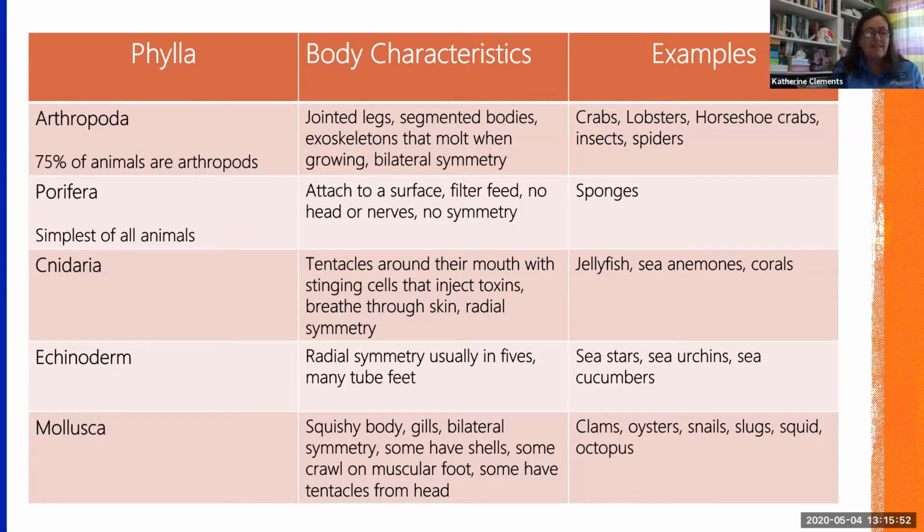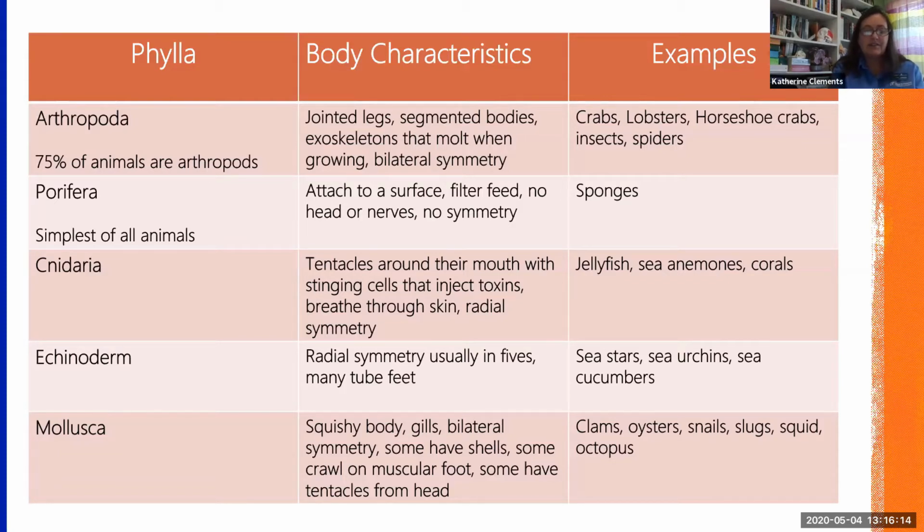They don't even have a head or a nervous system, and they don't have any symmetry, which once again, we'll talk about that in a minute. So sponges, or the Porifera, are very, very simple invertebrates. All right, the next one on the list is my favorite, Cnidaria.